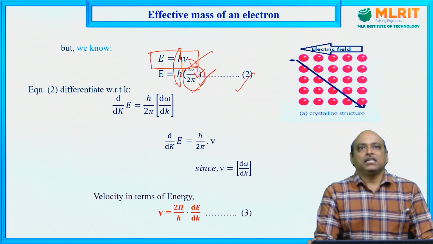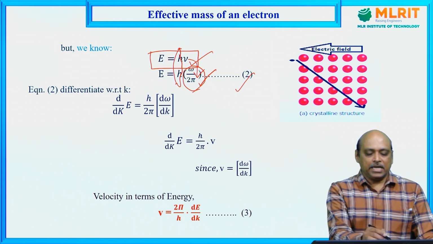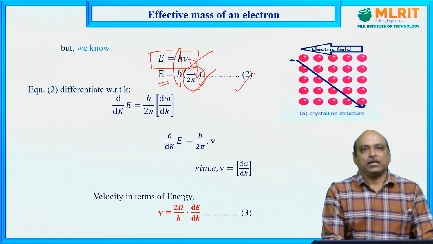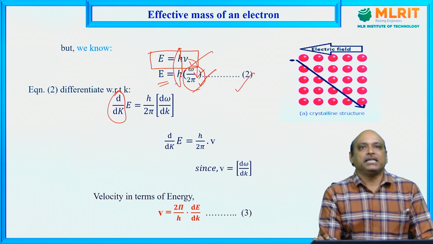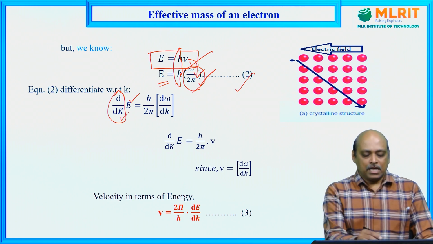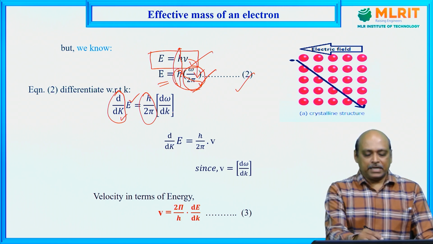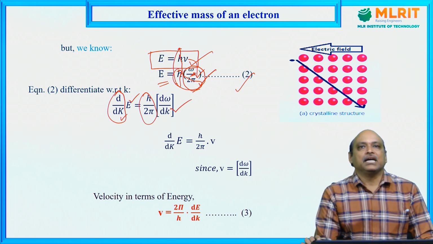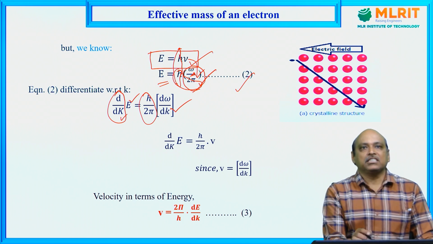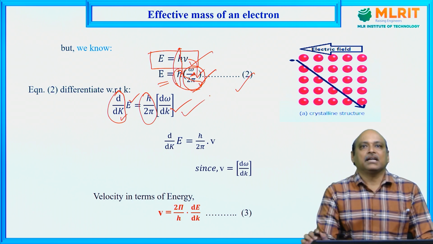Next, with equation number 2 written like this, you differentiate that equation with respect to k. Differentiation of the energy E with respect to k is d by dk of E, which we can also say as dE by dk. Then h by 2 pi as it is, and d omega by dk, since omega is there. Why? Because we are differentiating both sides with k. That's why d by dk on both sides.